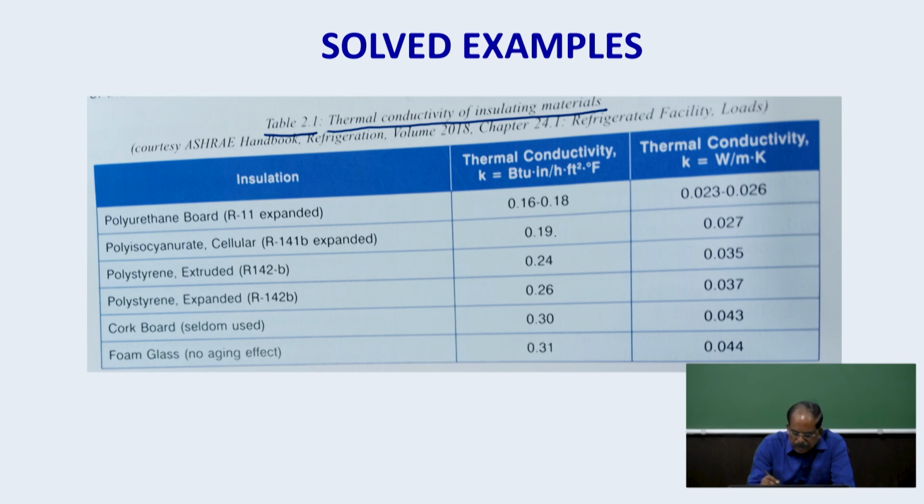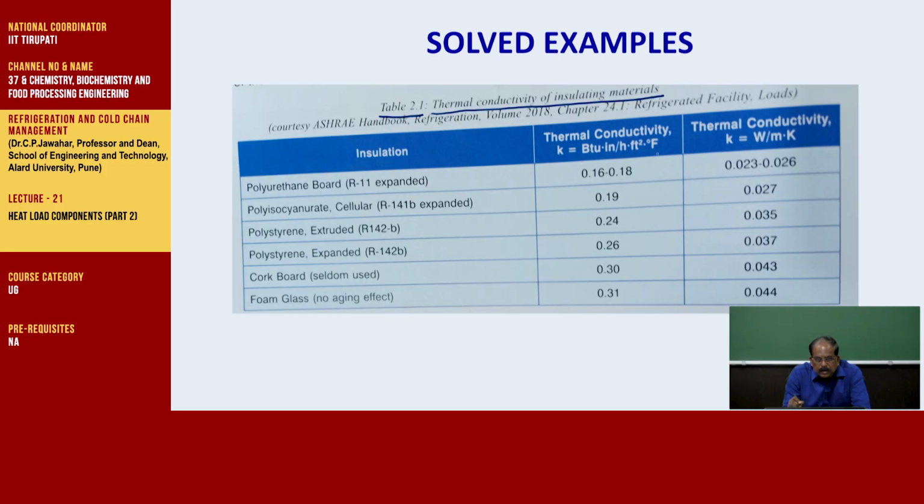The second column and the third column are the values of K, that is thermal conductivity. The second column is not in SI unit; it is in British thermal unit, inch per square feet, degree Fahrenheit, that is the inch-pound system, the IP system as it is sometimes called. The value of K in SI unit is given in the third column, in watt per meter Kelvin.